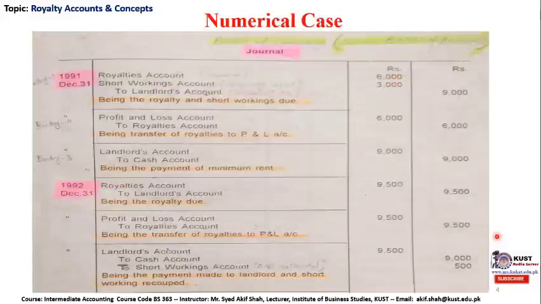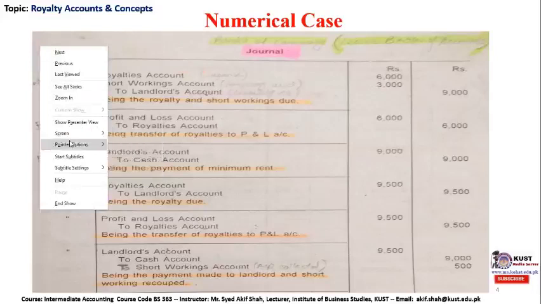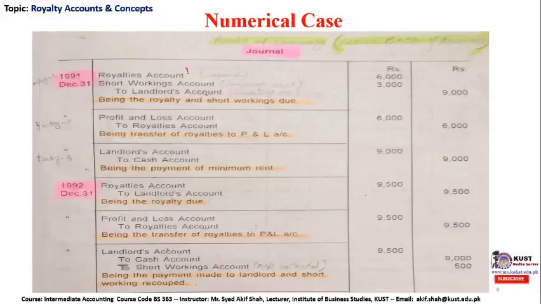Let's discuss the journal entries in the books of the company, which is the lessee. The first entry in the lessee's books is related to the royalty account, and the royalty account is an expense account for the lessee. Since the royalty account is an expense account, and when there is an increase in expenses of the lessee, it should be recorded by debit. So we have debited 6,000, as we have to pay the minimum rent of 9,000.